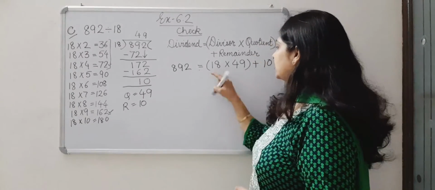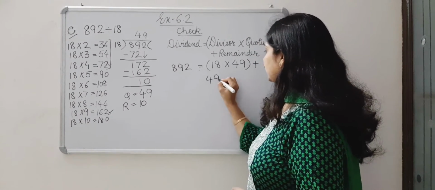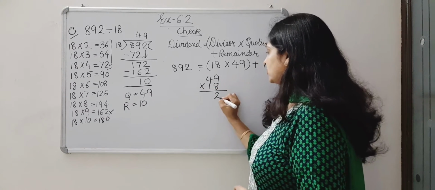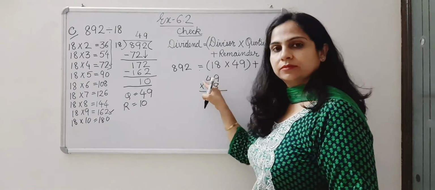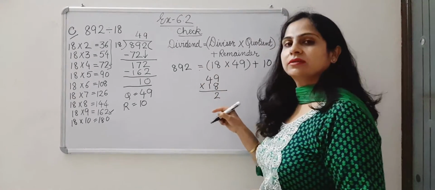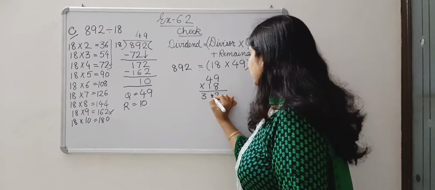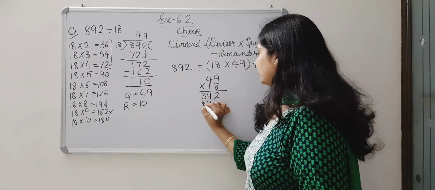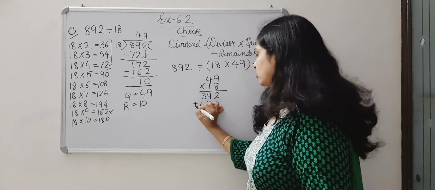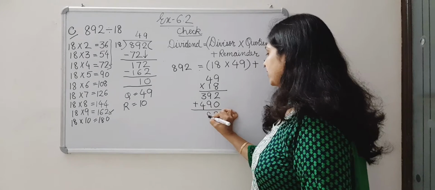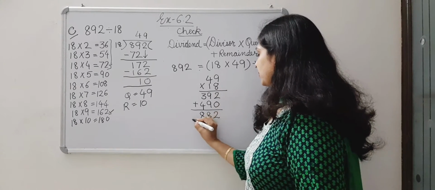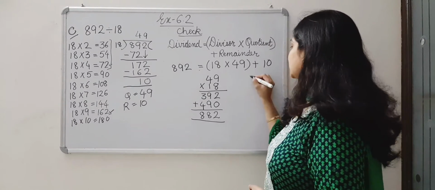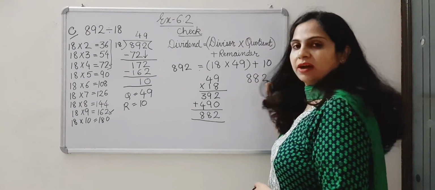Now let's multiply these two numbers first. 49 multiplied by 18. 8 nines are 72. 7 carry. 8 fours are 32. 32 plus 7, 39. Okay. Now here we have to write 0. 1 nines are 9. 1 fours are 4. Next step is we have to add. 9 twos are 18. 1 carry. 4 plus 3 plus 1, 8. Now our result is 882, which we have to write over here.